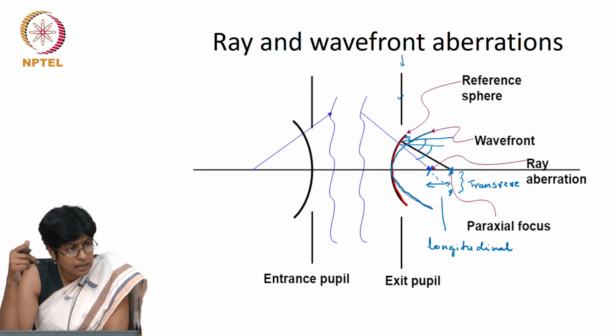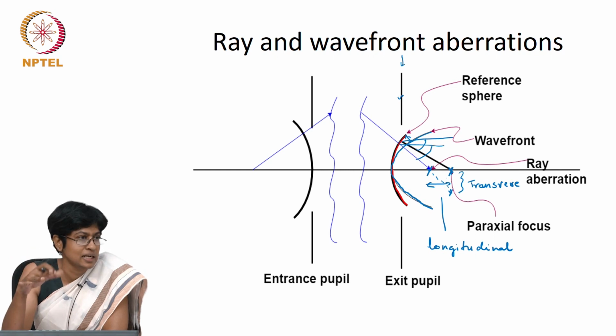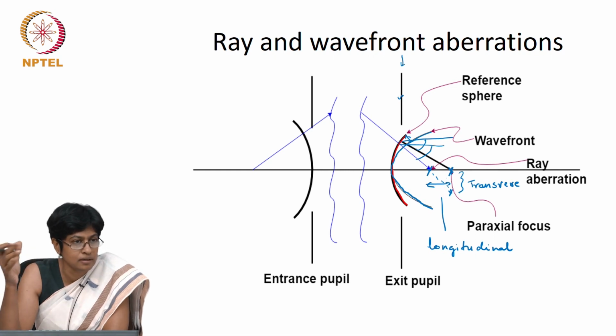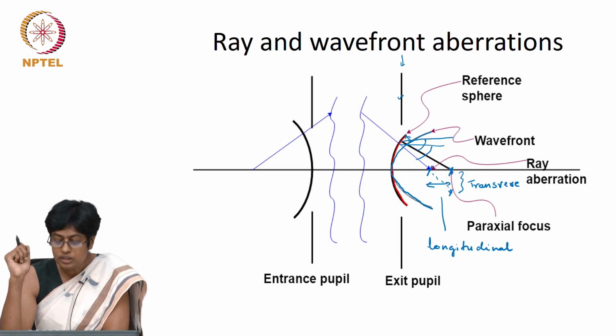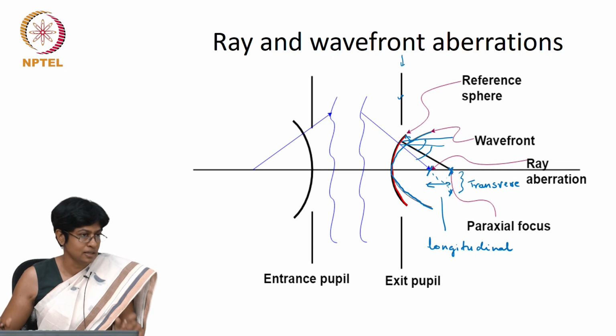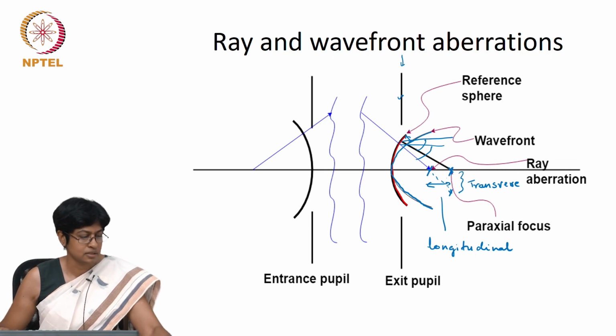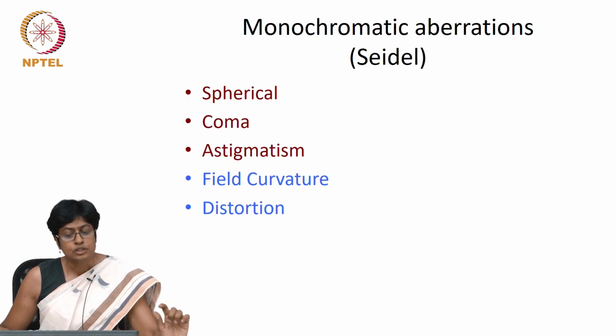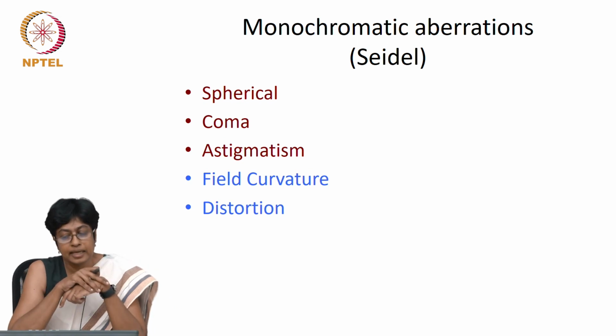Why is that a useful way of looking at the error? You can very easily picture how the wavefront looks, and that gives you immediately an idea of the kind of effect you're going to see in your image. Okay, so these are all different ways of quantifying or studying the aberrations in the system. Okay, so we'll start with the monochromatic aberrations.